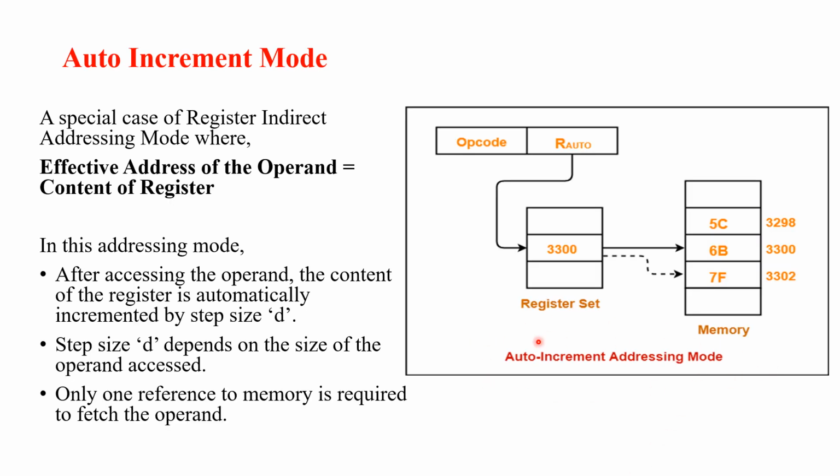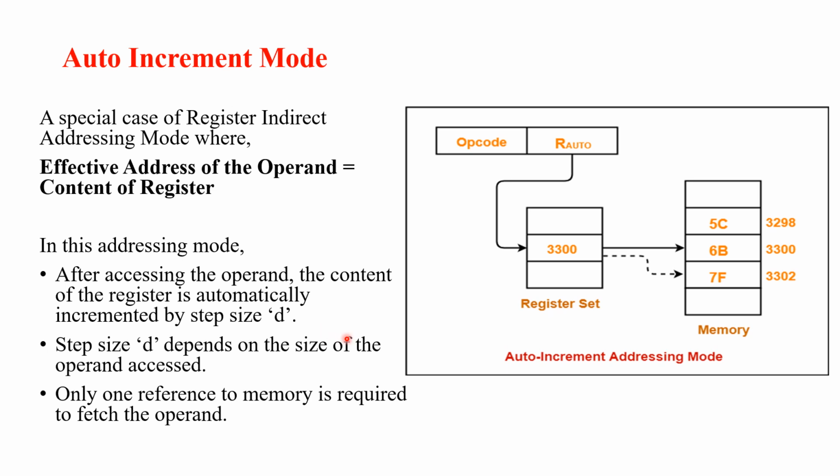Auto increment addressing mode is a special case of register indirect addressing mode. In this mode, the effective address of the operand is simply the content of a designated register. The key feature of this addressing mode is that after accessing the operand, the content of the register is automatically incremented by a defined step size denoted as D.